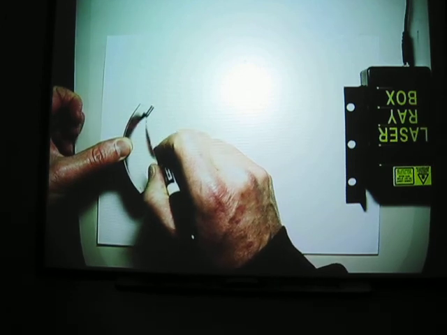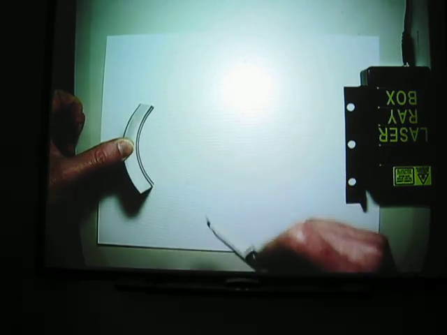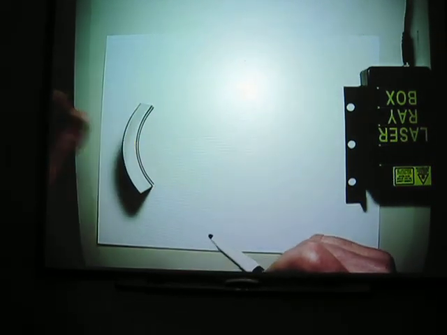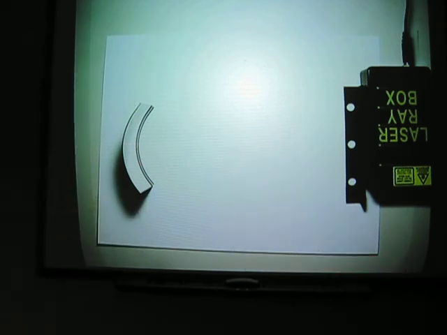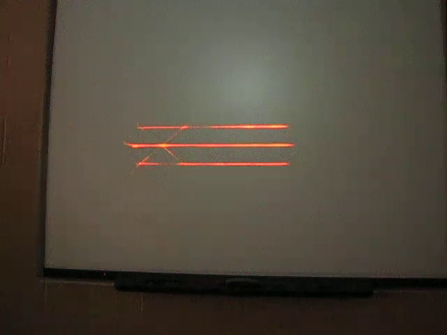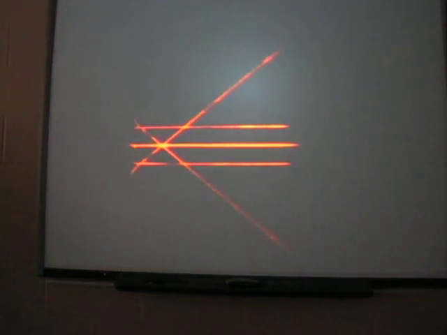Do that first. Okay, now let me shut off the light. And you should see the 3 incoming rays and then the 3 reflected rays. The one in the middle is reflected right back on itself, and they're all intersecting at a single point, and that point at which they intersect is called the focal point of that concave mirror.